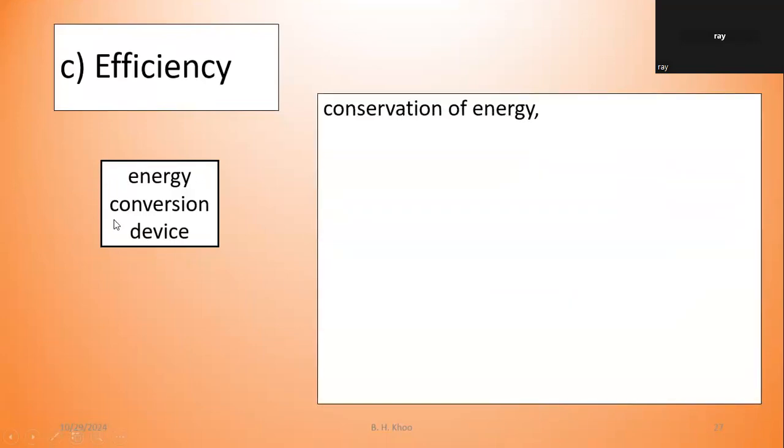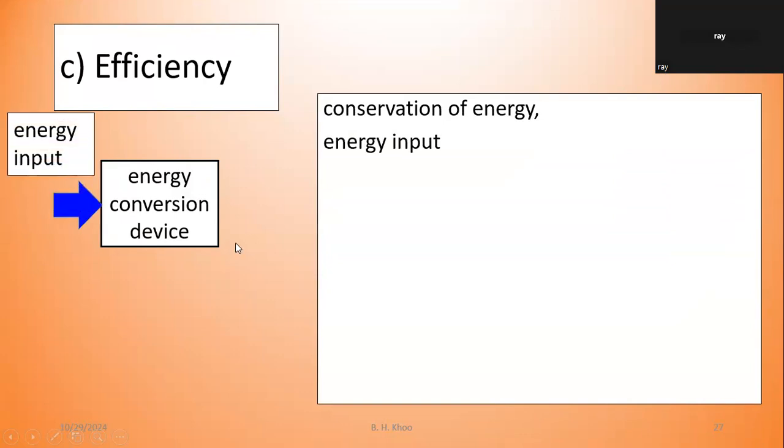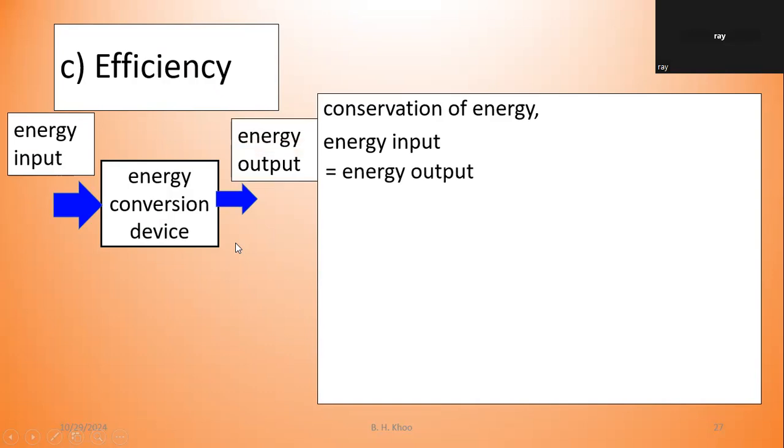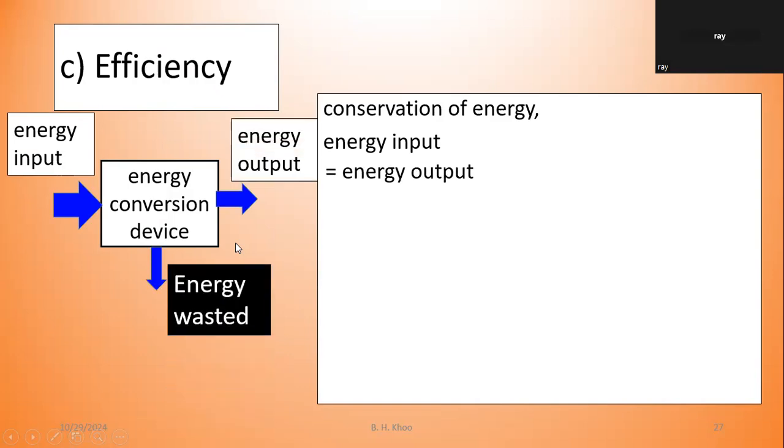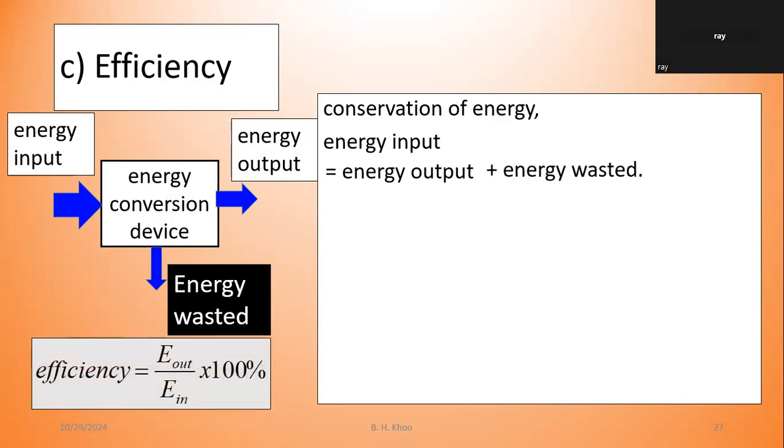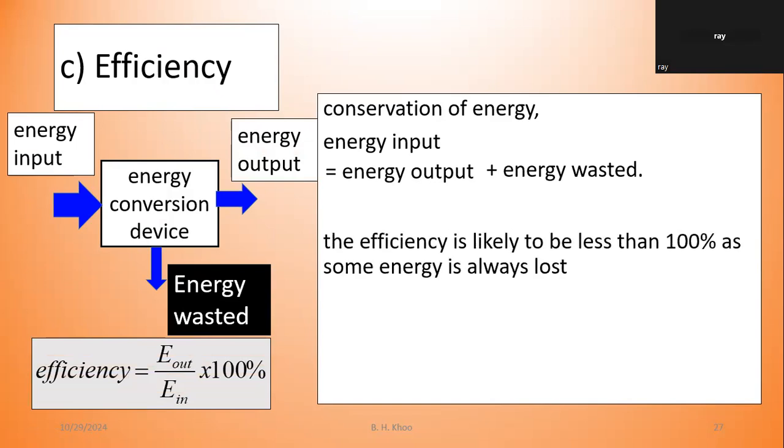Right? So we can have an energy conversion device: energy input, the energy that goes in; energy output, the useful energy, which we can write in equation form; and then energy wasted. That's our conservation of energy. Right? That's our efficiency formula. So usually, because of energy wasted, efficiency is going to be less than 100%. We can never get 100%.